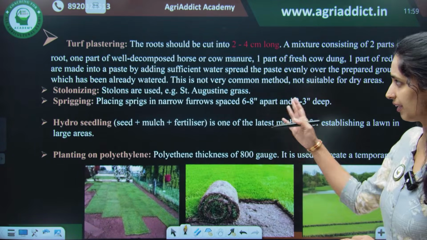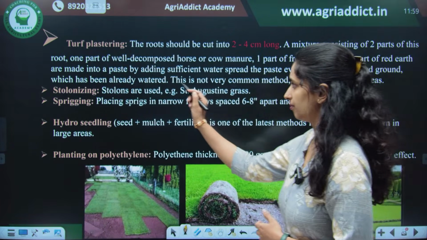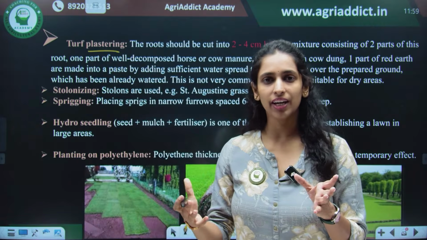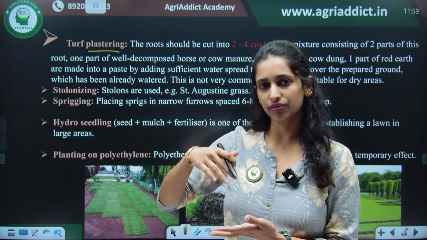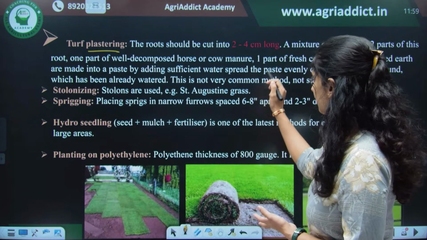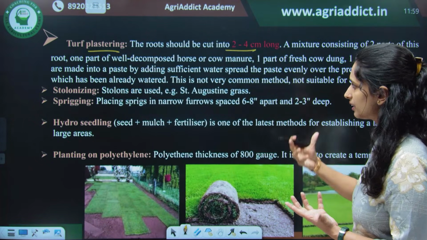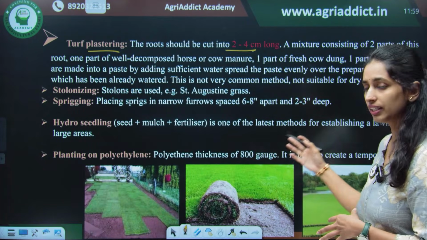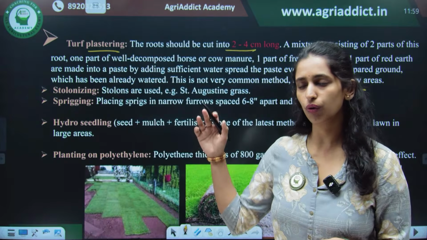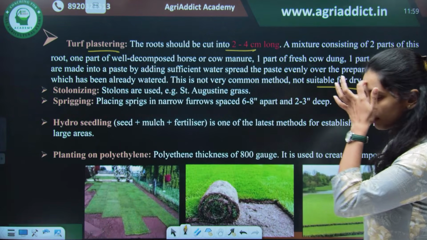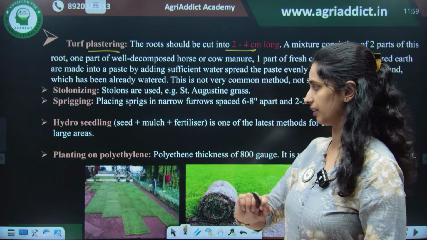So these are different establishment methods. First one is turf plastering. Turf plastering is the same way how we do the cement plastering to the building, na? The same way, the paste kind of thing they will make. Here they will take the pieces of the roots along with this they will mix the slurry. In the dry areas it is not possible. In the wet areas we can go for the turf plastering. जहाँ पानी का अवेलेबिलिटी ज्यादा है वहाँ हम टर्फ प्लास्टरिंग कर सकते हैं.